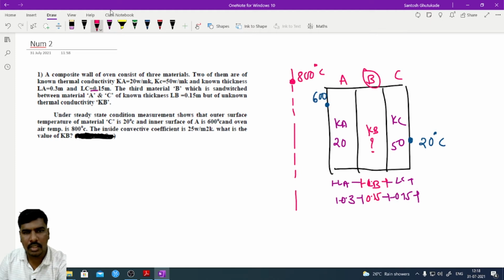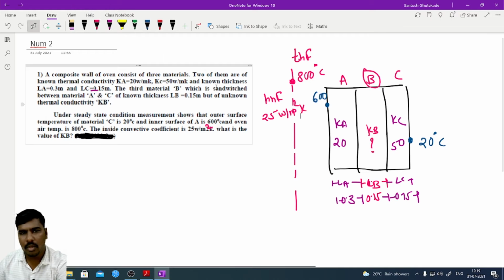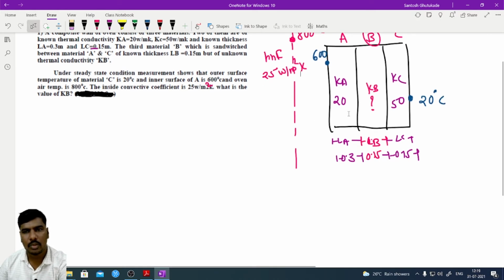The inside convective coefficient is 25 watt per meter square degree Kelvin. We will consider this as THF, the temperature of the hot fluid, and at the same time HHF, the heat transfer coefficient, is given as 25 watt per meter square degree Kelvin. What is the value of Kb? The only unknown is Kb. So I will write the first formula for this. The formula with the overall heat transfer coefficient, we know, is Q is equal to area into inside temperature.